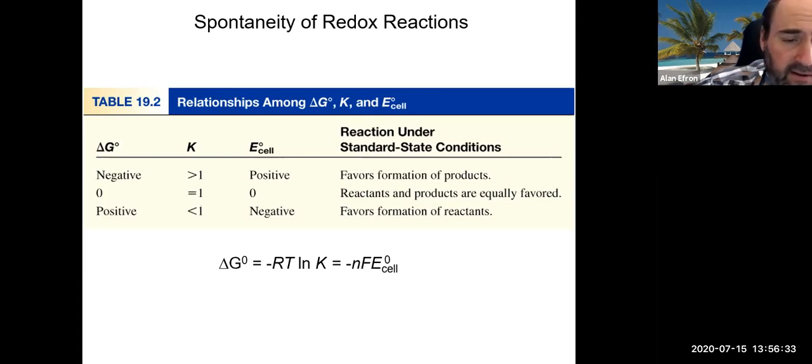And obviously, if our E of the cell is 0, when you put that in there, you're going to get basically some zeros, and your equilibrium constant will be 1. So kind of equally favored, but probably going to be relatively small in terms of the equilibrium constant.